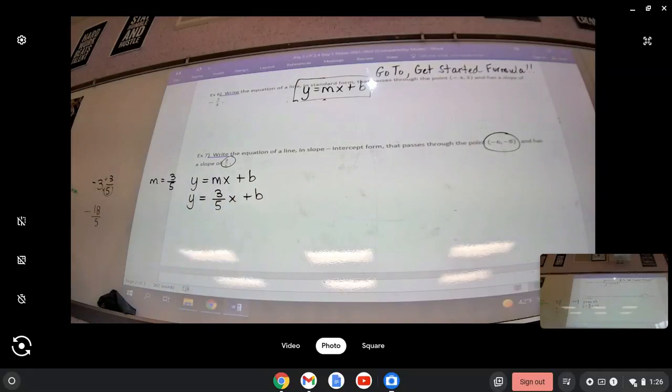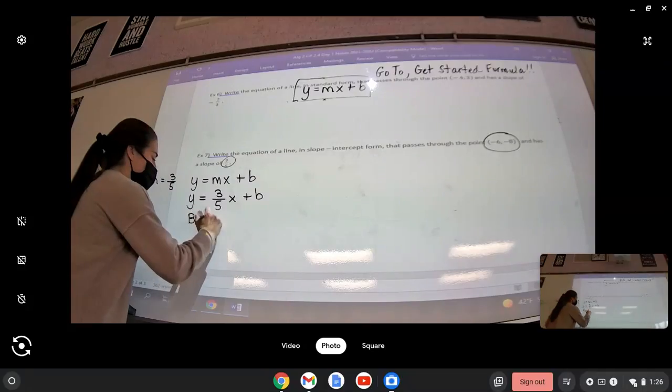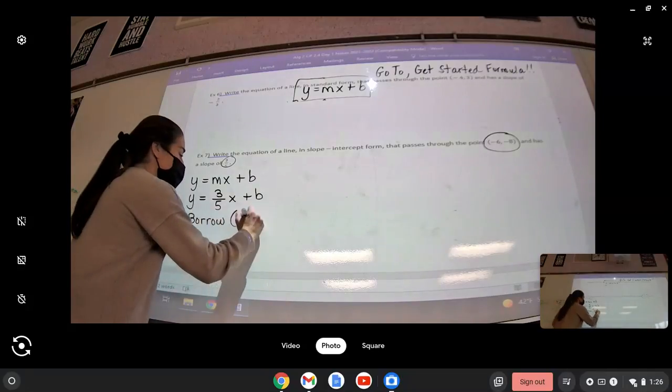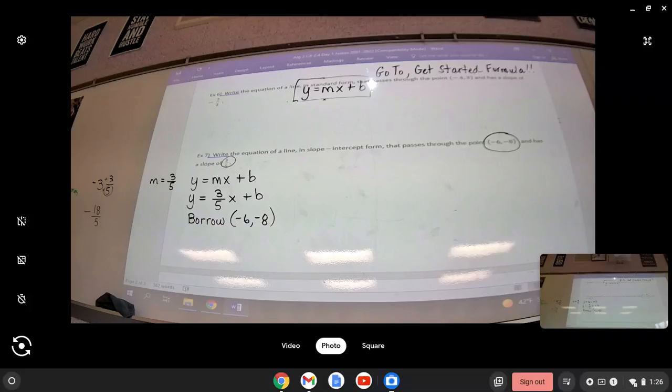All right, we don't know b, so you're going to have to use everything they gave you now to find b. So take that point and borrow it and find b. And it's not pretty. B is not a pretty number. It is an improper fraction, but hey, we're not asked to graph it, so what do we care?